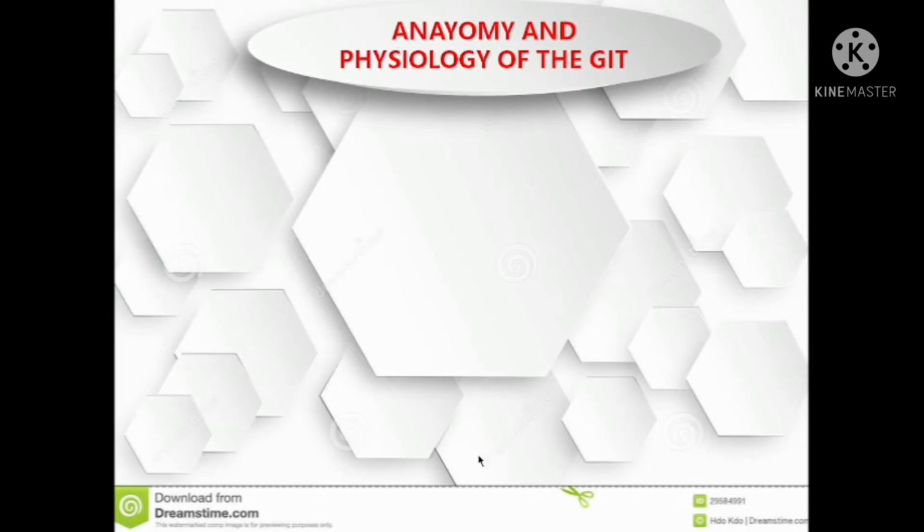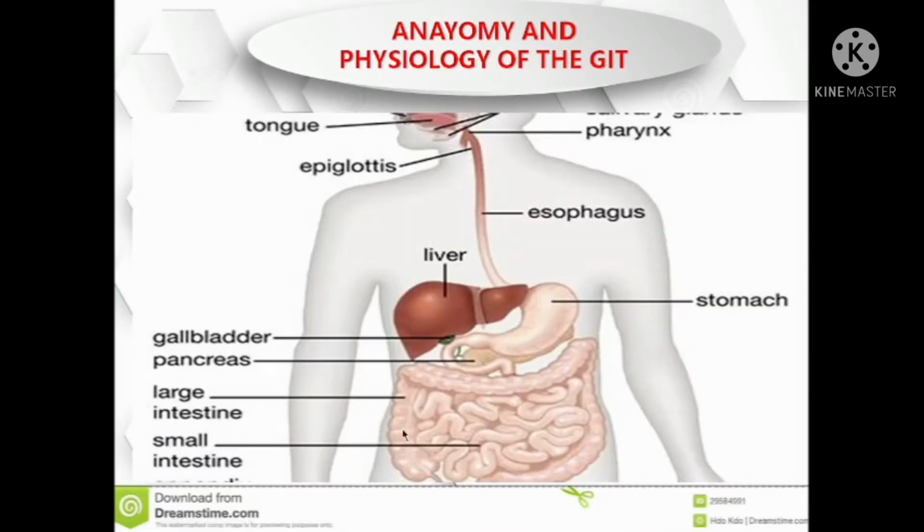So let's talk about the anatomy and physiology of the GIT. Now you see, when you take the GIT, okay, you have this. Then we get to the stomach, okay. So this is the stomach. Can you see that one?